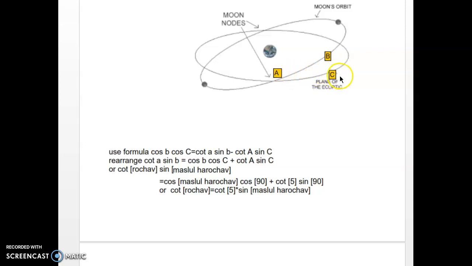The three known things: big C is 90, big A is 5 degrees, and small b is the maslul harochav. So we have three knowns. What are we interested to find out? Small a, the opposite of big A.